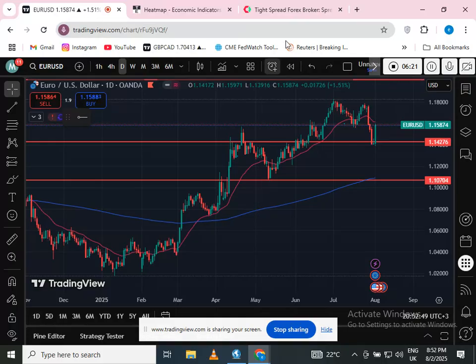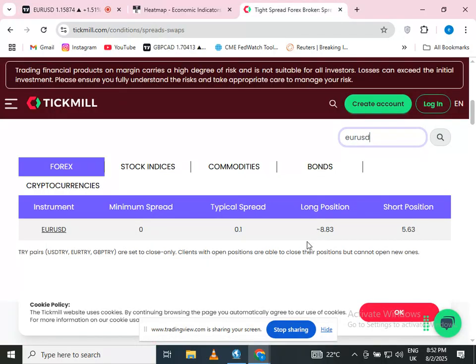So how are you going to pay the broker here? Let's clarify. You're paying the broker negative 8.83, and this depends on the lot size. For example, you bought USD on a lot size of 0.1. You take 0.1 times the swap of 8.83, so every day you'll be paying the broker 0.883, a negative swap.